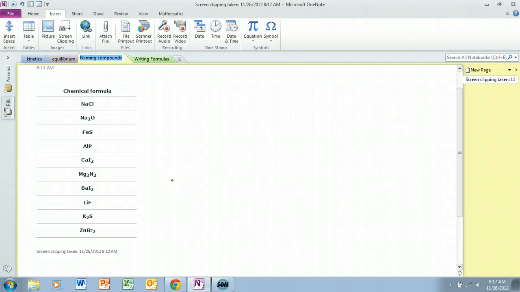Okay guys, we're going to start today by naming compounds. And so you see here on the screen, I'm actually in OneNote. I have a list of formulas and we are going to write the name. So we have to break this down into the components.